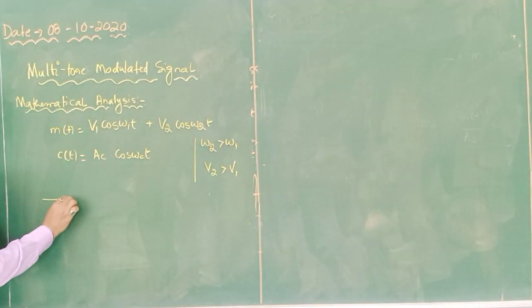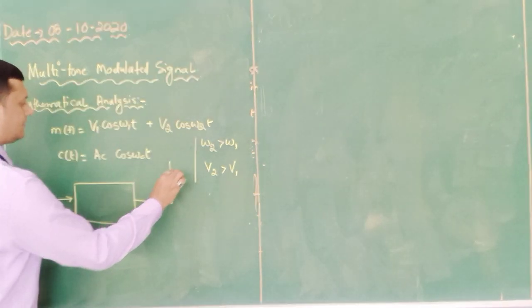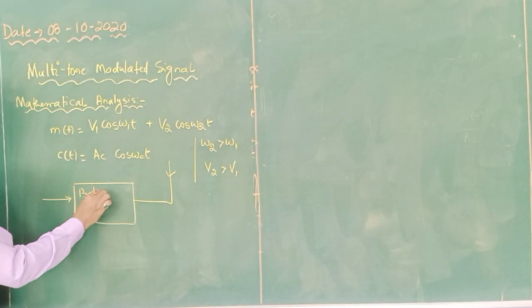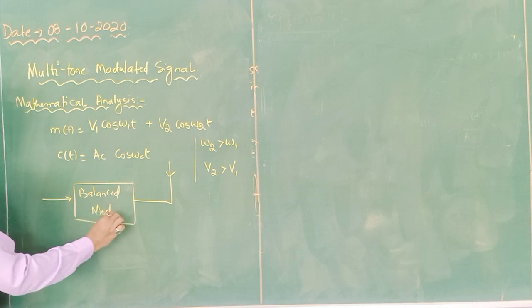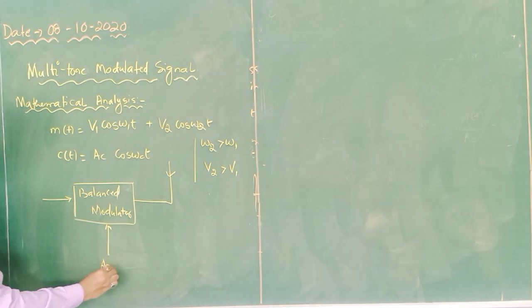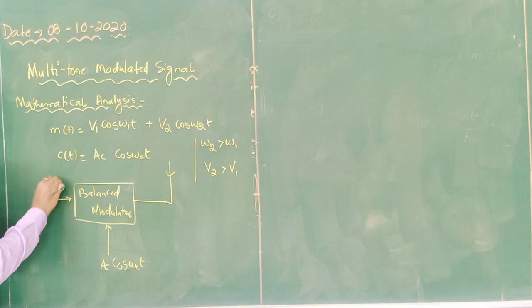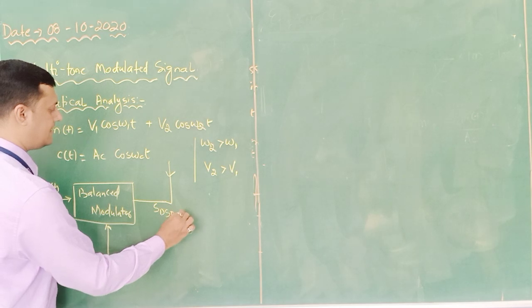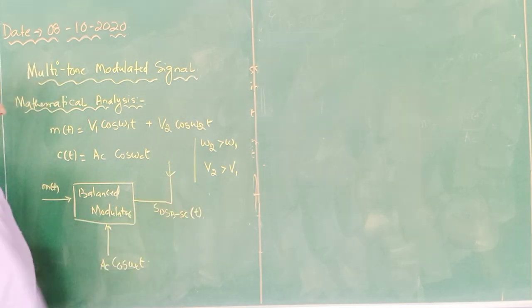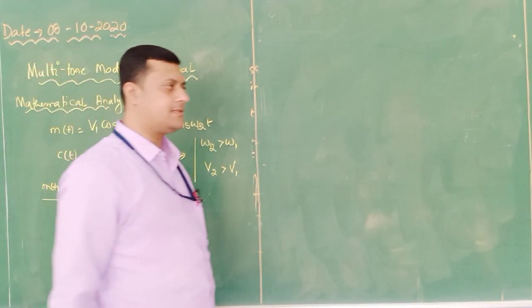Next, this is the balanced modulator, in which carrier is provided, AC cos omega c t, and here the modulating signal is provided, and here you will get the DSB-SC signal. Done, and this is the transmitting antenna. It will transmit the DSB-SC signal.